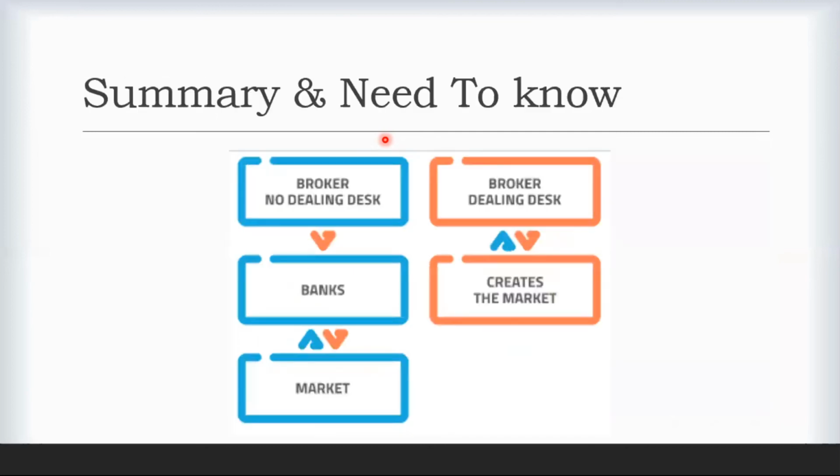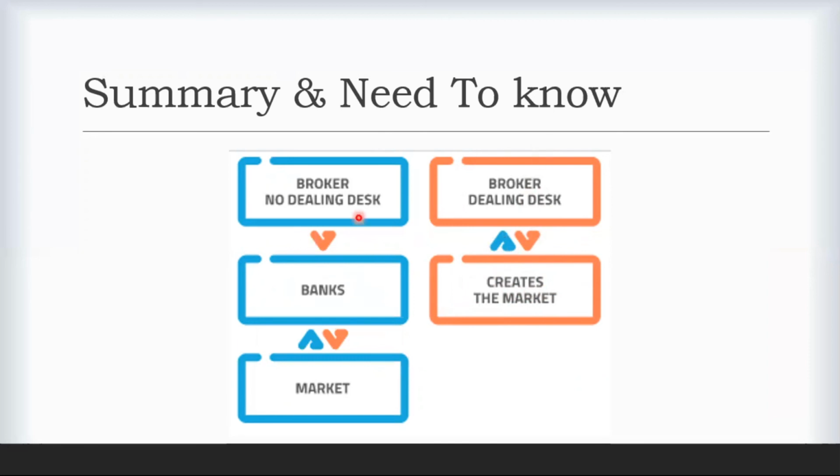And as a summary, what you need to know is to differentiate between the dealing desk brokers, which are creating the market. We don't need these people because they are creating the market. Normally these people live for 5, 10, 15 years, then they collapse, because if they are losing, they are losing from their own pocket, so they collapse. Or the traders lose their money, then these people will have complaints. So this is not a good type.